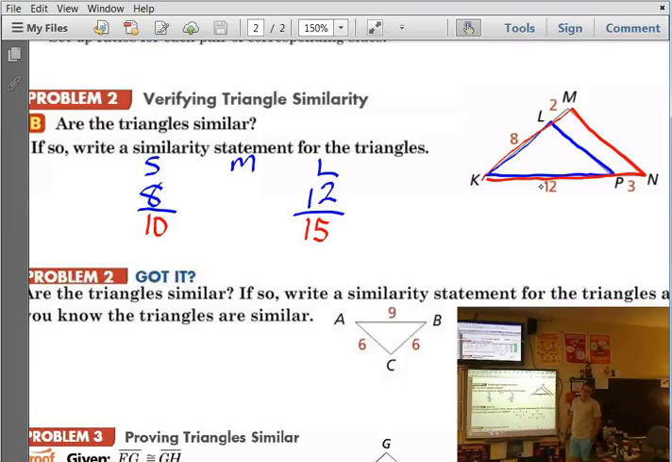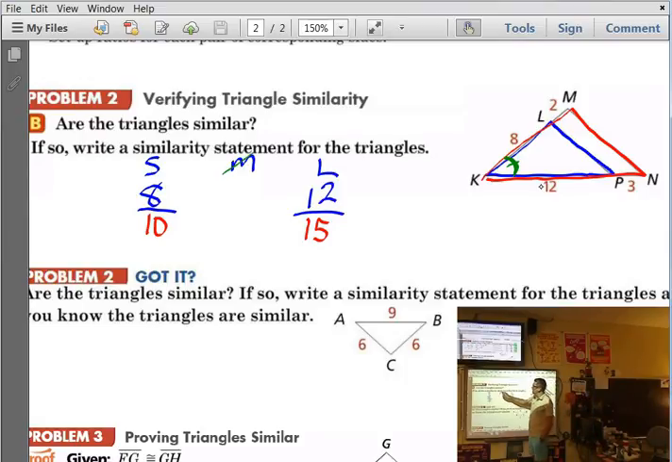So now I don't have all three sides. But what do I have? Two sides and the angle ratio. I have a shared angle that comes between the sides that I've been given. So since it is an included angle, we could do side angle side if I show the similarity ratios for the two sides that I have.